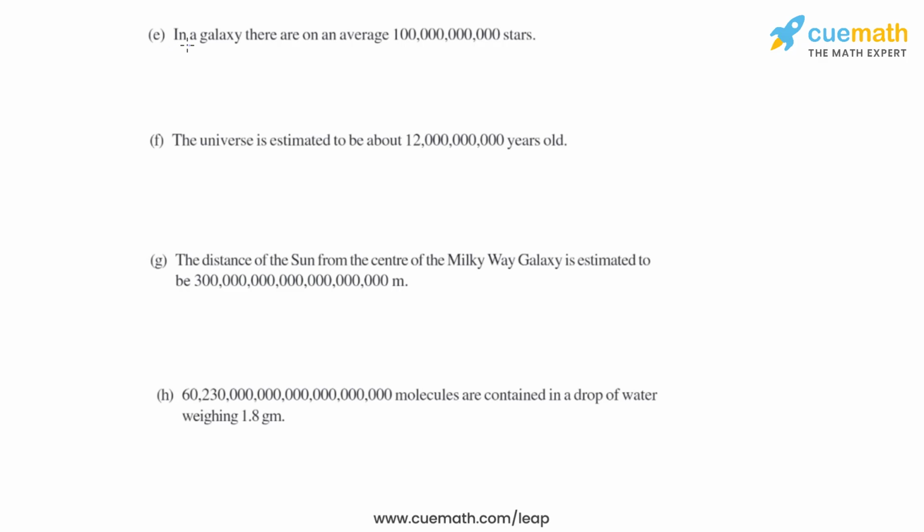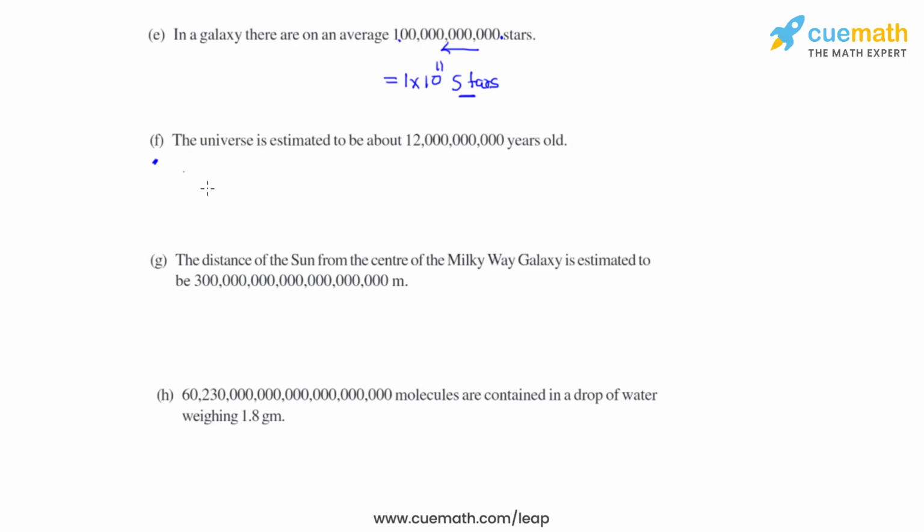Part E gives us that in a galaxy there are on an average so many stars. So this number is to be converted into the standard form so that it becomes easier for us to read it out. The decimal, which is currently here after the last 0, should be moved between 1 and 0. So the decimal moves towards left by 11 places. So the answer will be 1 times 10 raised to 11. So this is the number of stars that we have in a galaxy on an average.